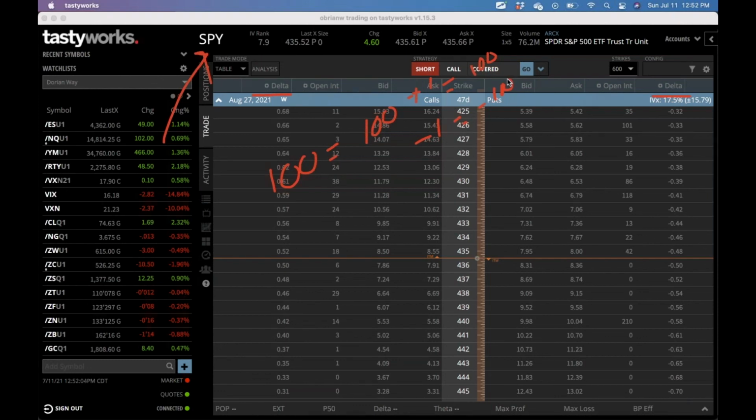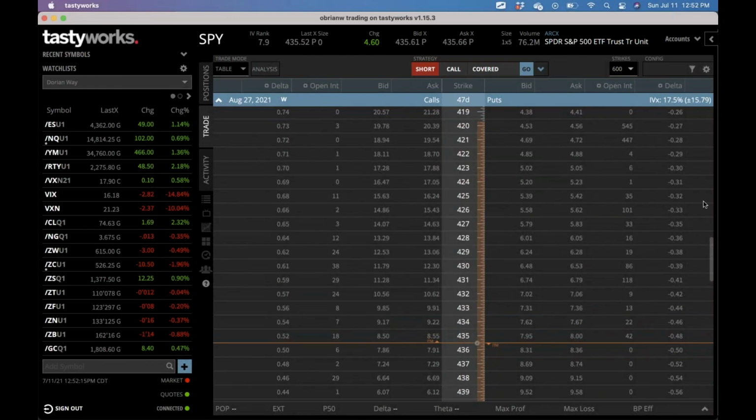Delta measures how much you will make or lose based on a 1-point move. So you can also think of delta as how much the option is going to move. For example, if we look at this 30 delta here, this means that this option is going to move 30 cents for every $1 move in the SPY. So it's either going to go up 30 cents or down 30 cents. If you had a 50 delta, that means it's going to move 50 cents for every dollar move.